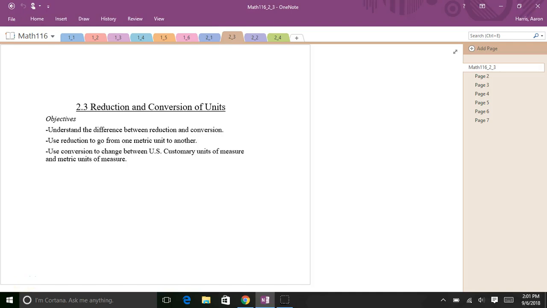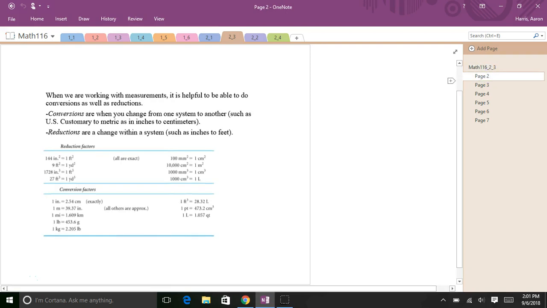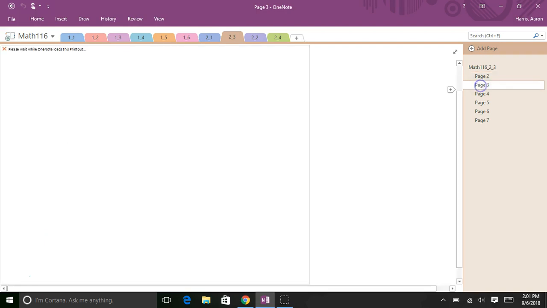We're going to talk about reduction and conversion of units again. When you're talking about conversions, if you're going to be technical about the term, that's when you change from one system to another, like from metric to the traditional U.S. customary system. Whereas reductions are changing within a system. Now, we kind of get lax and just use conversions to describe all that, but just so you're aware. And here are some reduction and conversion factors. So we're going to continue on with this today.